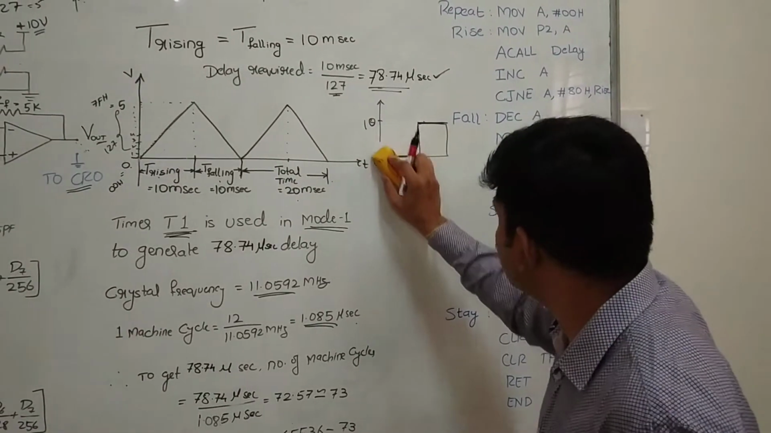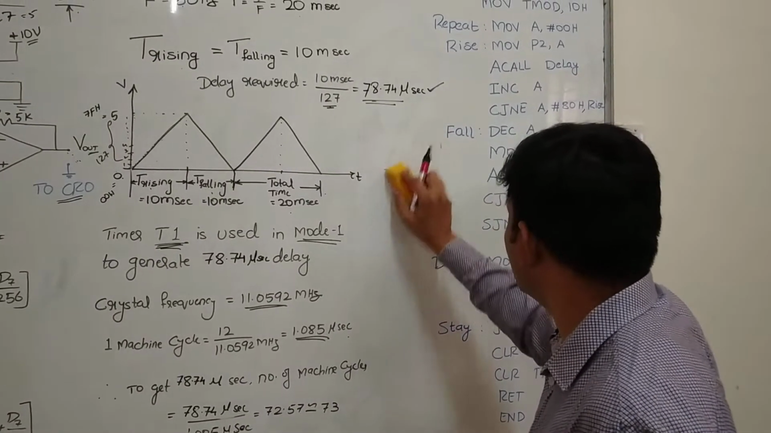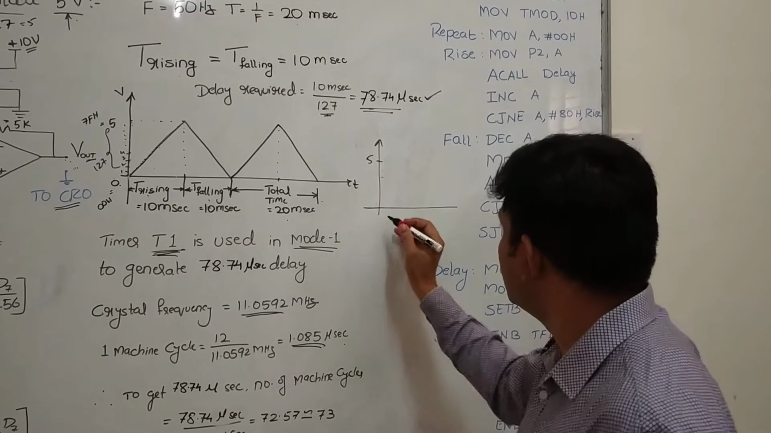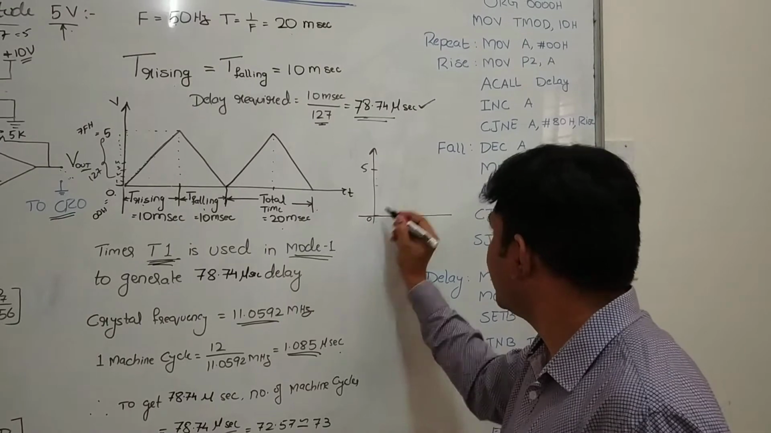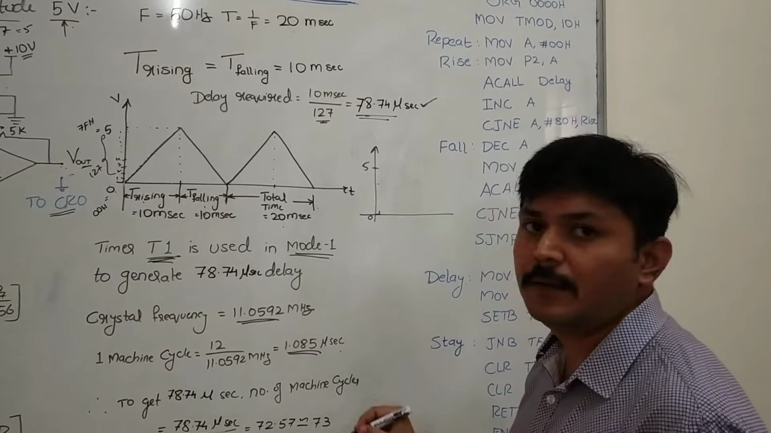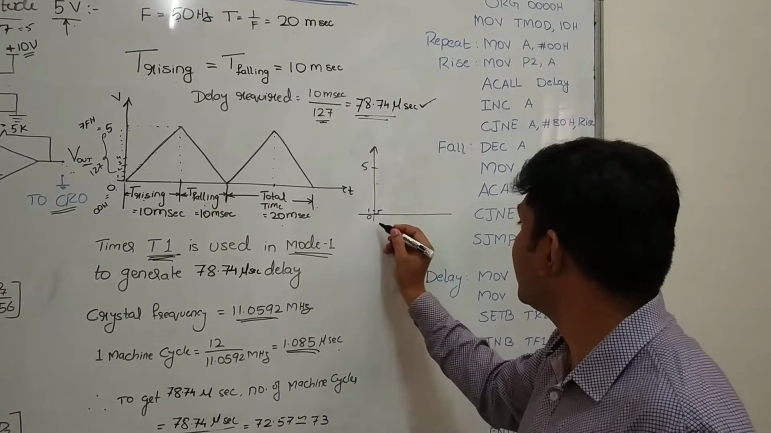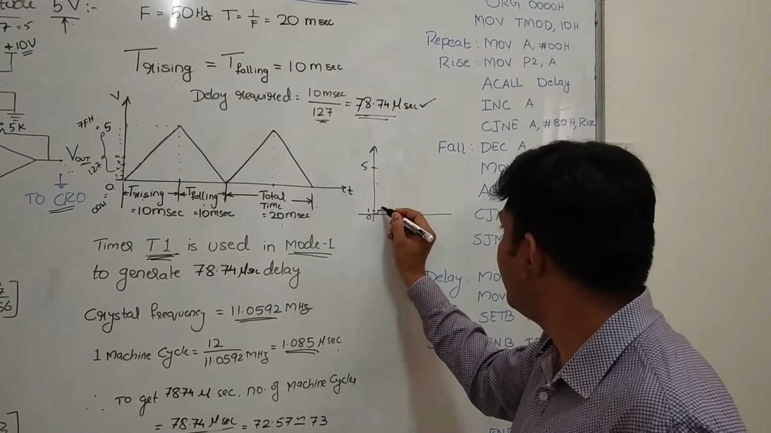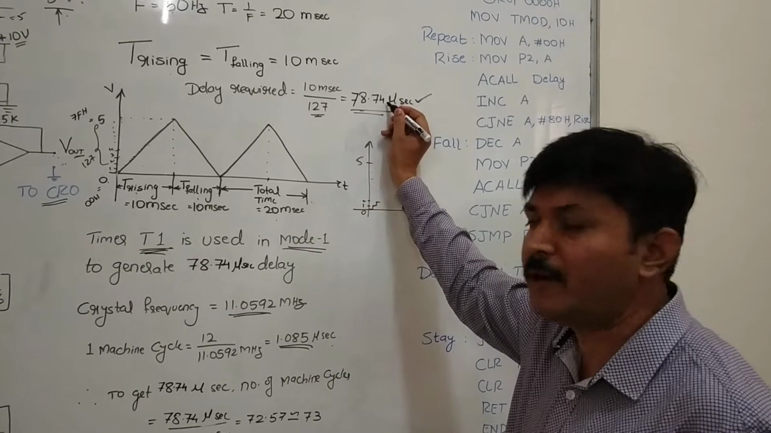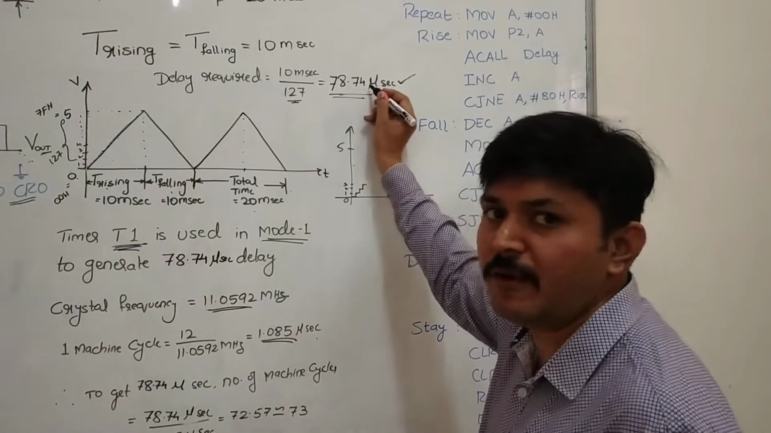You understand, this is the concept. What I am trying to explain here is, when I generate a triangular wave, it will be like this, from 0 to 5 volts. I'll start with 0 volts, generate a delay of 78.74 microseconds, and then increase the voltage level to 1. Again I'll generate a delay of 78.74 microseconds. Then I'll increment the voltage value to 2, and again generate a delay of 78.74 microseconds, and I'll increment the voltage level to 3, and again generate a delay of 78.74 microseconds.